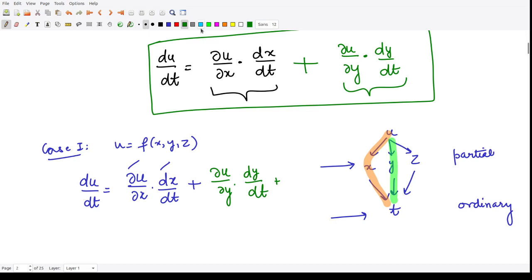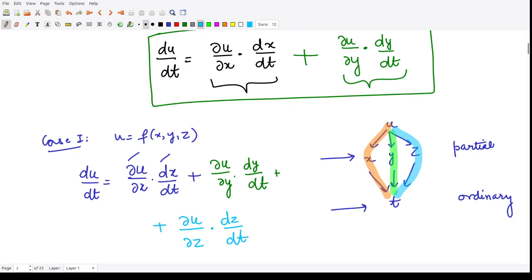And for the third case, I can move from u to t from this path. So that means in this case, I would have the partial derivative of u with respect to z, and then the complete derivative of z with respect to t. So this is in the first case.